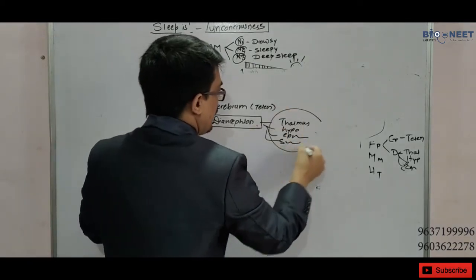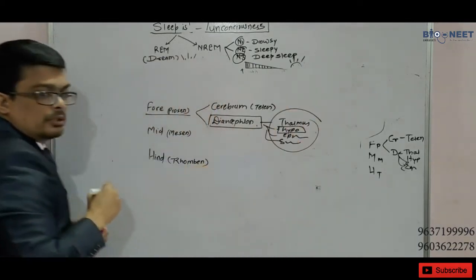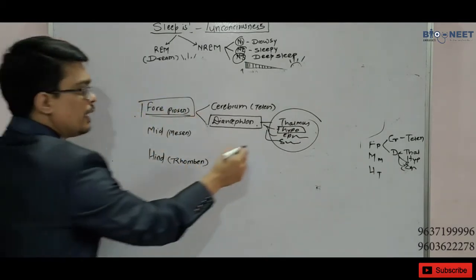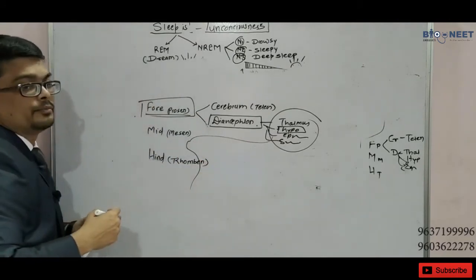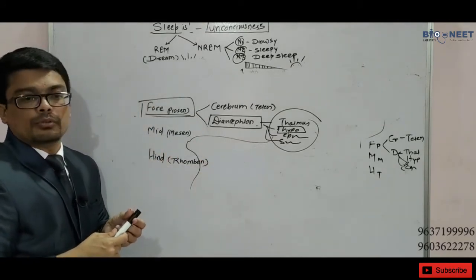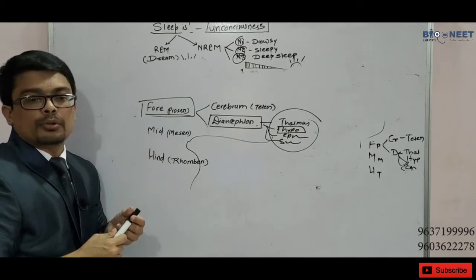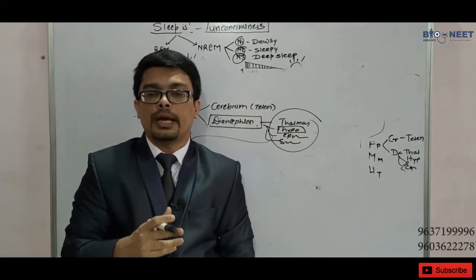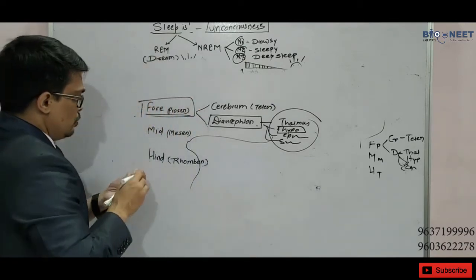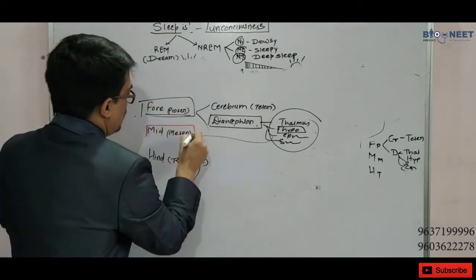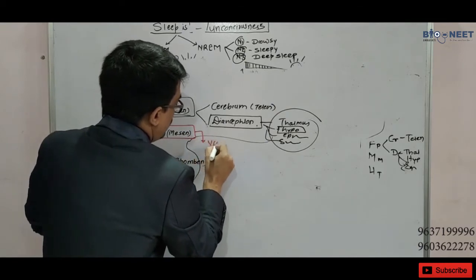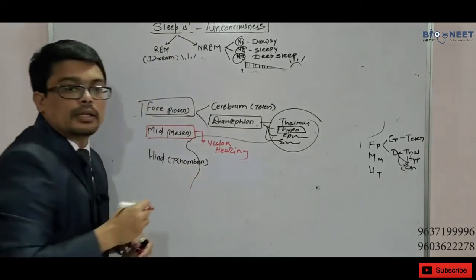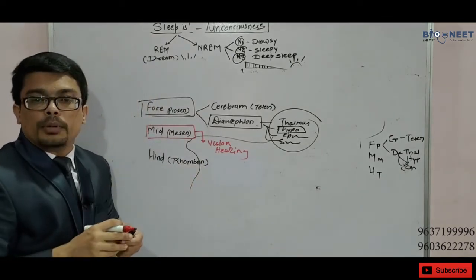That is done. And I am saying that this hypothalamus controls the sleep-wake cycle. So indirectly it is the forebrain, and that is connected to the midbrain and hindbrain. So this is all about the forebrain. Now we will talk about the midbrain. The functions of the midbrain are vision and hearing, right?